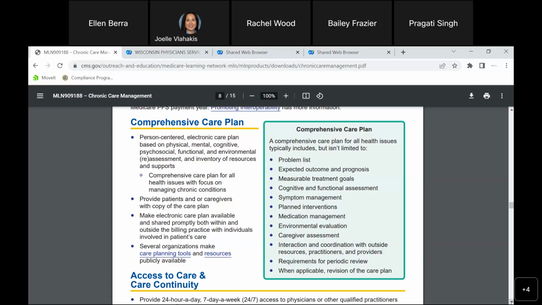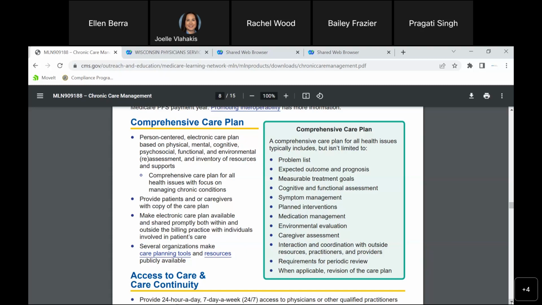Another question that we receive is about cognitive and functional assessment. Well, this is going to be a clinical decision. Do you believe that the patient has any cognitive dysfunction? If so, then you need to do testing. If you don't believe the patient has any cognitive dysfunction, then you'll simply document that.